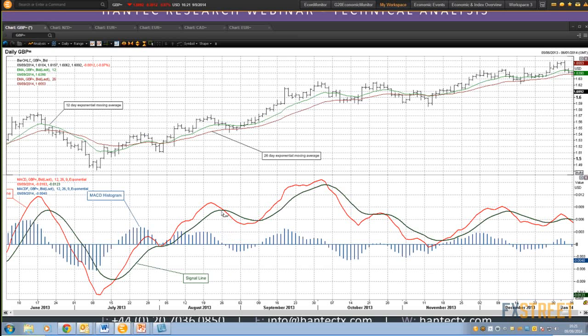Sorry, the histogram will be neutral, and then as the red line falls below the green line, that is your histogram going negative. Now, as per usual with a lot of momentum indicators, you use divergences a lot of the time. They are very useful because they give you an indication of the price, where the price is moving but the momentum is not as strong. So that gives you an early signal of a reversal. And I will be able to show you that in a minute.